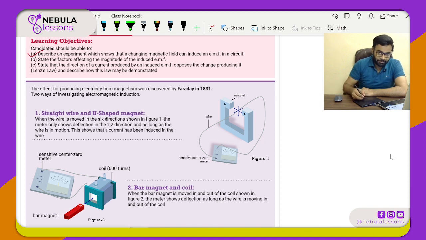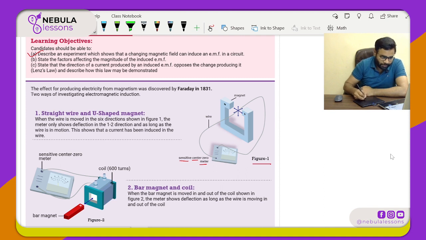Let's consider the experimental setup in figure 1. We have a permanent U-shaped magnet, and between the poles of the magnet, a wire is passing. The ends of the wire are connected to a sensitive center zero meter. It is sensitive so that we can detect small amounts of current, maybe in milliamperes or microamperes, and it is center zero so that we can identify whether there's current in the coil, and we can also identify the direction of the current.